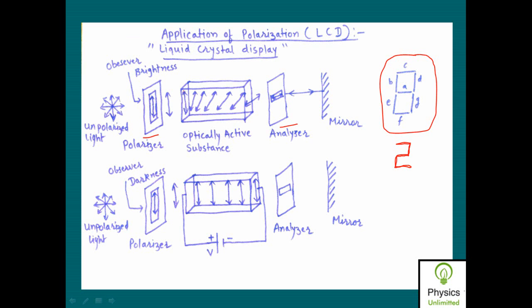Then in between the polarizer and analyzer, an optically active substance is kept, and behind the analyzer there is a position of a mirror. So when an unpolarized beam of light is incident on the polarizer, the function of this polarizer is to allow only that vibration to pass through it which is parallel to its axis. So only this vibration, parallel to the axis of the polarizer, will be transmitted through it.